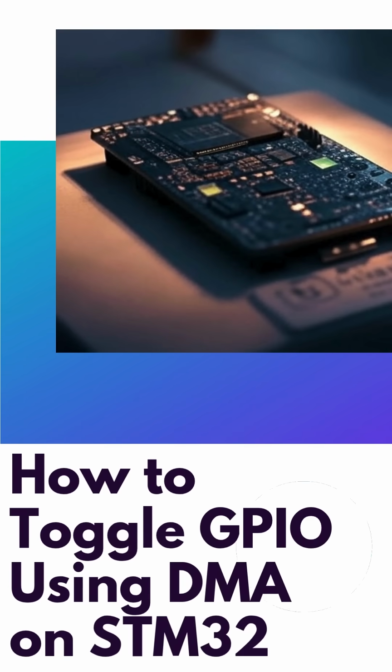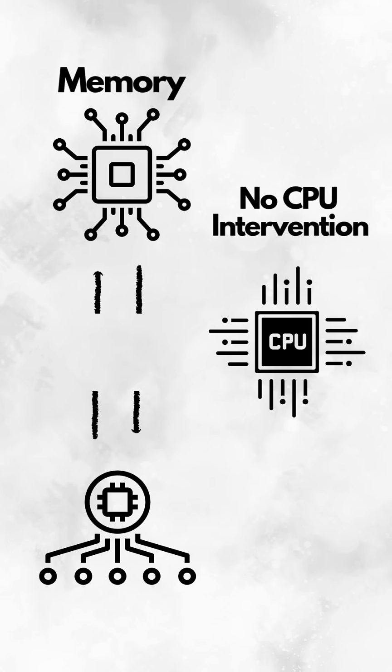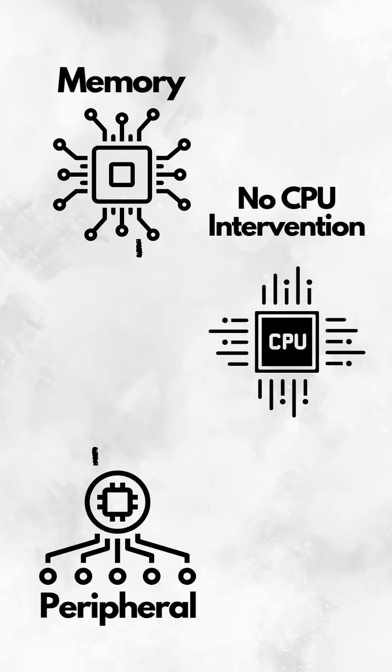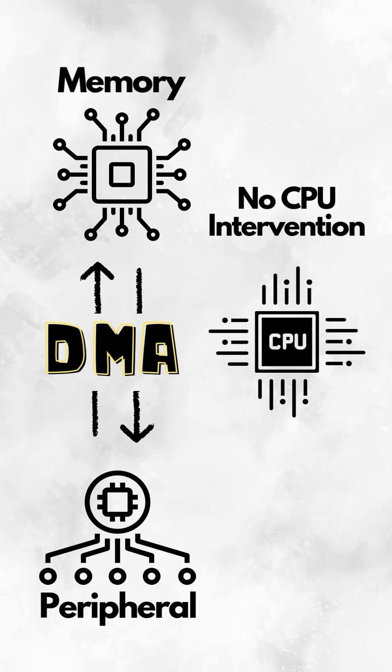How to toggle a GPIO pin using DMA on an STM32 without constantly using the CPU. That's where DMA, or direct memory access, comes in.